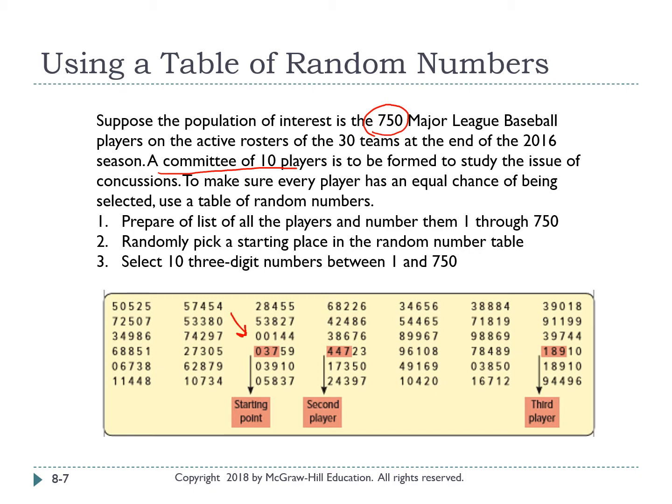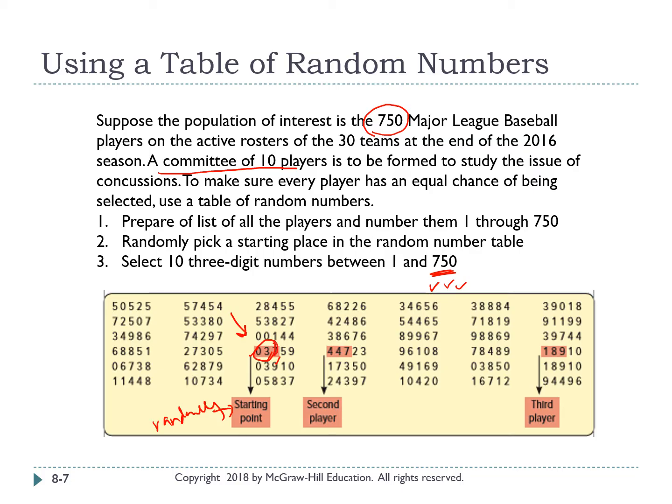What is the number? 03759. This is your starting point, and you select your starting point randomly. So what is the number of your player? Remember, you have 750 players, and in this number you have 03759. You know that 750 consists of 3 digits, 1, 2, 3, so you have to stop at 3 digits as well. So you have 0, 3, 7. You are selecting the player of number 37 because you are selecting 3 digits.